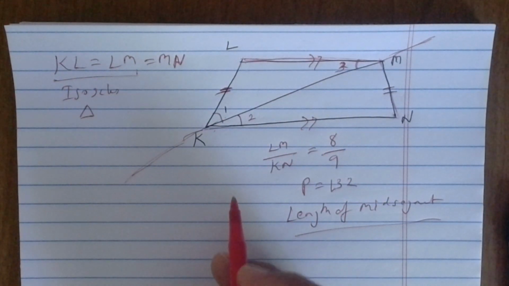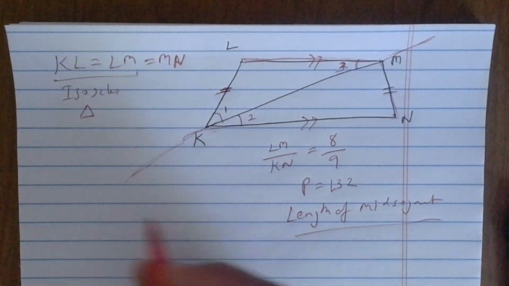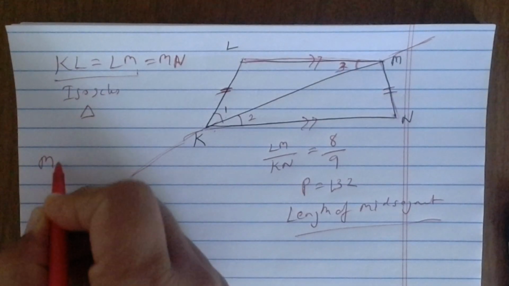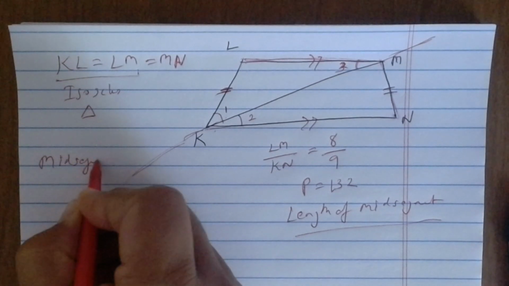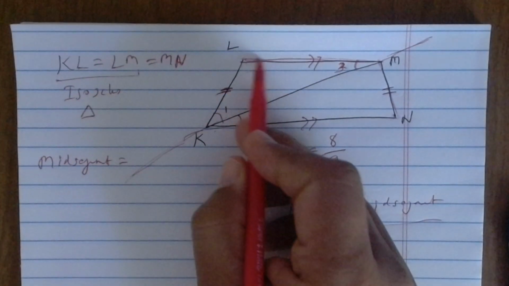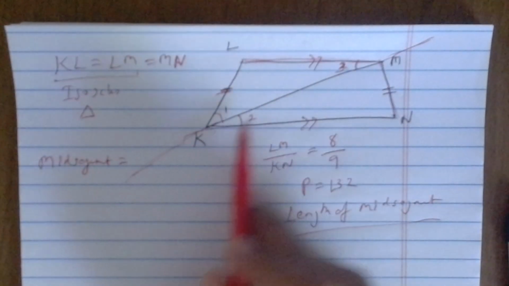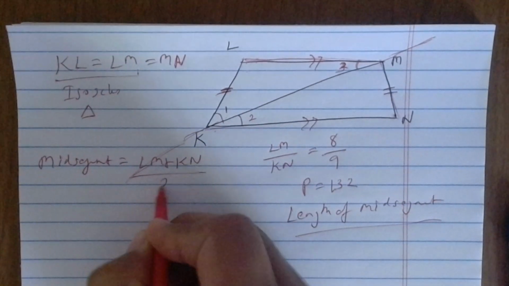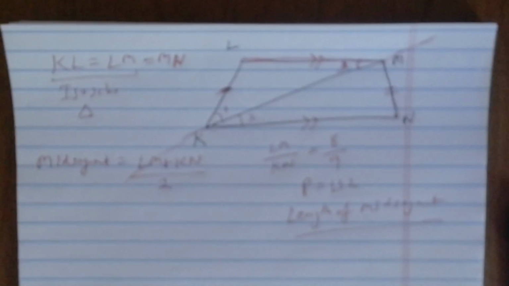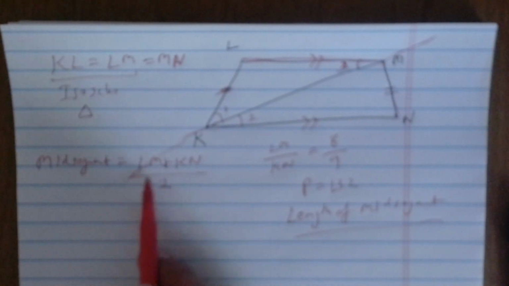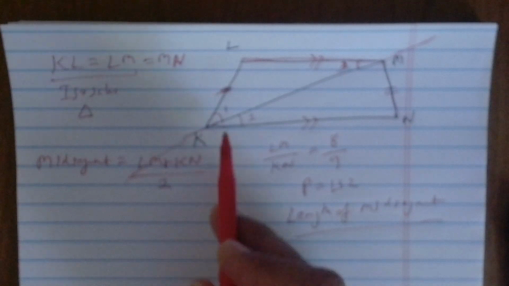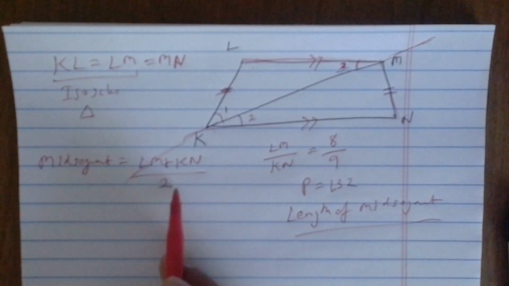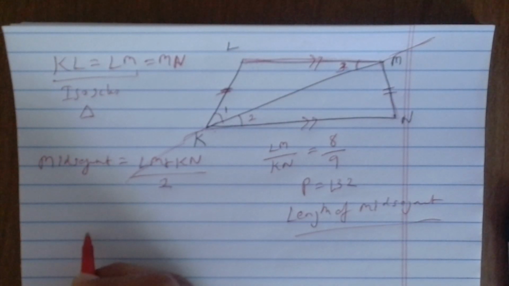So how can you find the length of the mid segment? We know the property: the mid segment is equal to the length of bases, LM plus KN, divided by 2. We have seen the theorem and the details of this earlier. So the mid segment is the average of the bases, the sum of the bases divided by 2. That's what we already know. So now let's put our theorem in place.